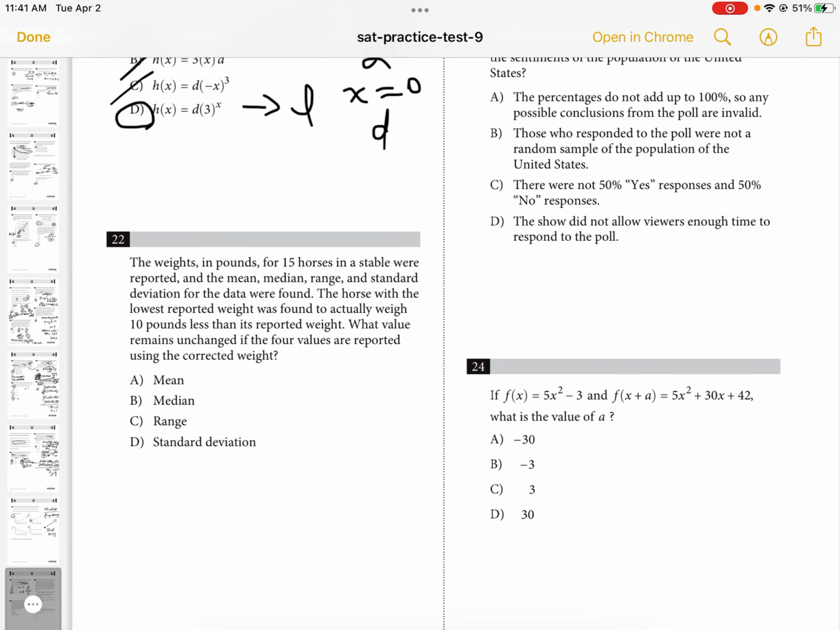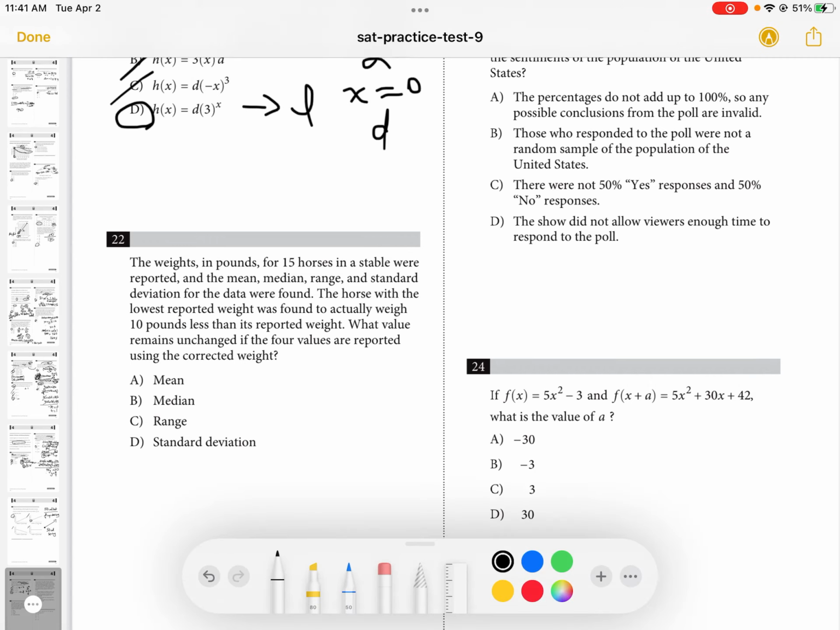Number 22. The weights in pounds for 15 horses in a stable were reported, and the mean, median, range, and standard deviation of the data were found. The horse with the lowest reported weight was found to actually weigh 10 pounds less than its reported weight. What value remains unchanged if the four values are reported using the correct weight? Okay.